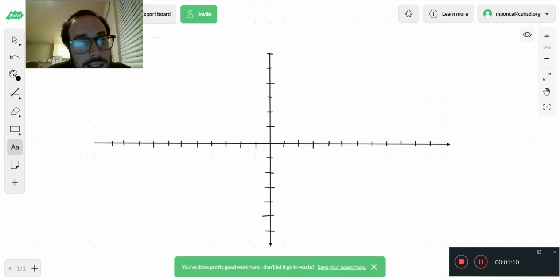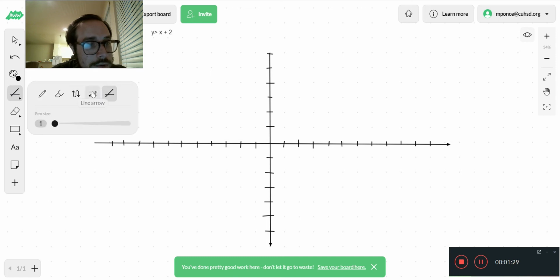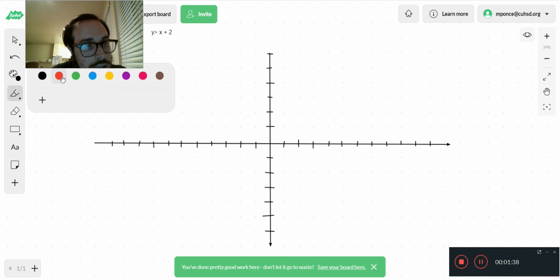So let's say that I had an inequality here. Let's say that it was y is greater than x plus 2. Now, if I were to graph that on the coordinate plane, I could use my slope and my intercept, right? So one thing I want to do is just plot the intercept first. There's my plus 2. I'm going to plot that right here. I'm going to turn this one a different color, actually. Let's go with purple. So there's my plus 2 right here.